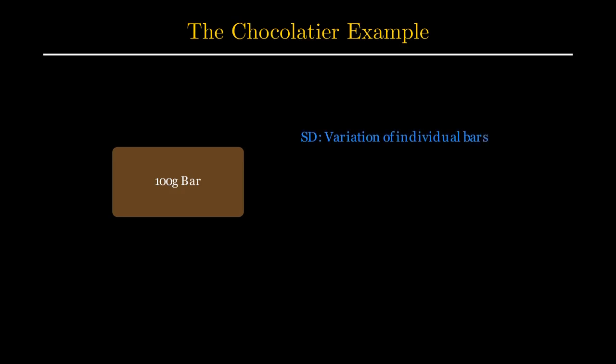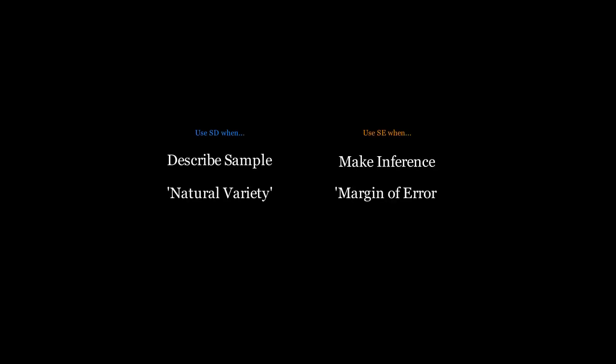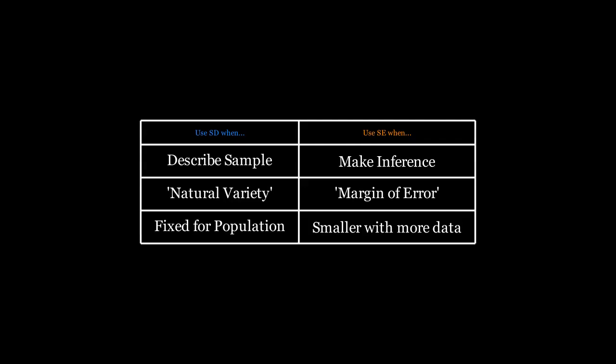Think of it this way with a real-world example. A chocolatier makes 100-gram bars. The standard deviation tells the quality control manager how much individual bars vary. Perhaps some are 98 grams and others 102 grams. However, the standard error tells the manager how confident they are that the average weight of the entire day's production is truly 100 grams. If they weigh more bars, the SD stays the same because the machines have a fixed precision, but the SE shrinks because they have more evidence about the average.